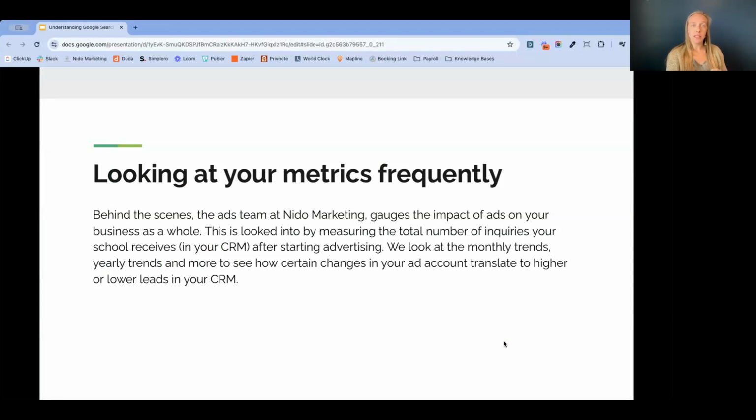So we usually measure the total number of inquiries that your school is receiving in your CRM. That's really the most valuable tool, your CRM, because that's where everything is happening when people are filling things out on your website. We look at those monthly trends, the yearly trends, to see how these changes in your ad account are getting lower or higher leads within your CRM. So we look at those metrics all the time.